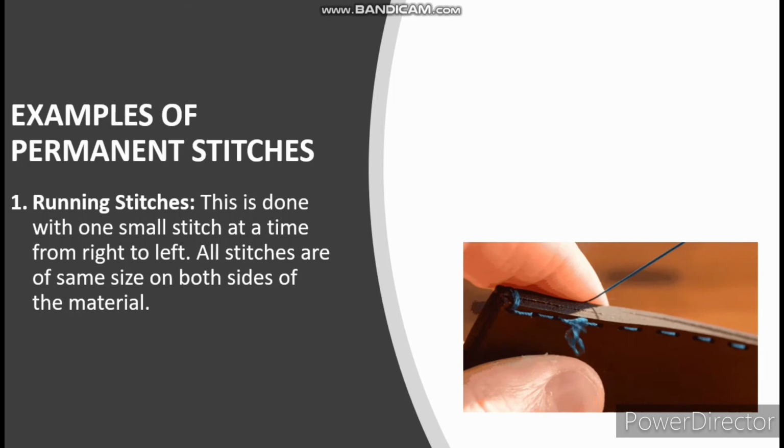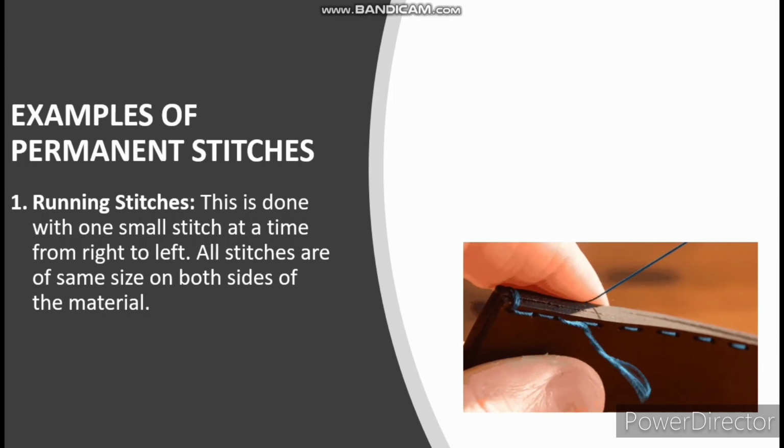To make running stitches, bring your needle through the fabric from the back, that is the wrong side. Once the knot hits the fabric, make a stitch to the left or right, bringing the thread back up. You can repeat the process.